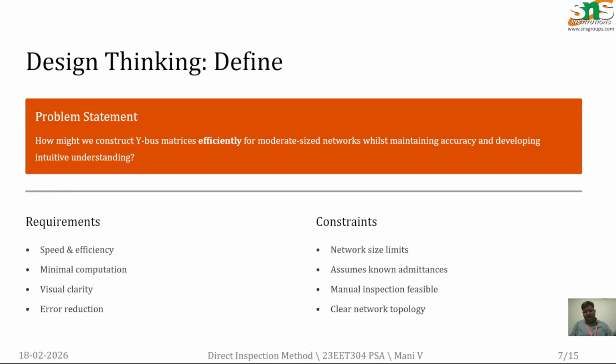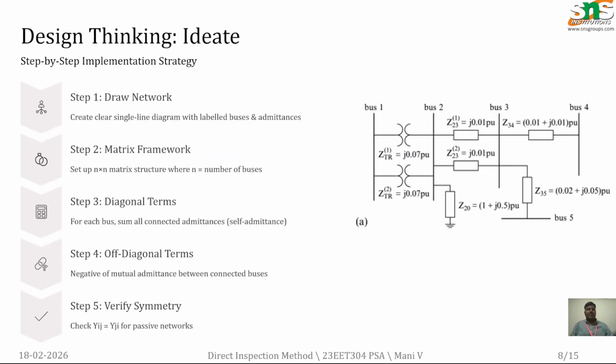What are the constraints we have to follow for the direct inspection method? Network size limit, assume known admittances, manual inspection feasible, and clean network topology.